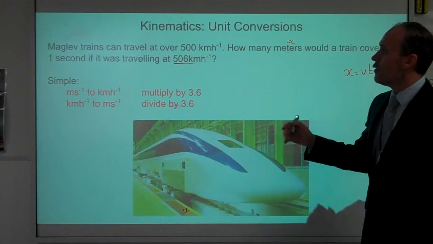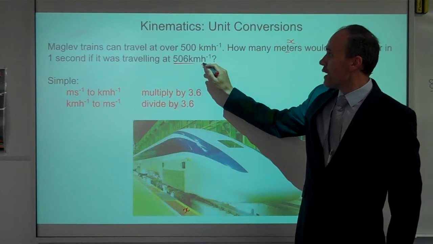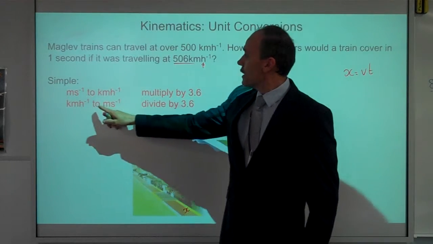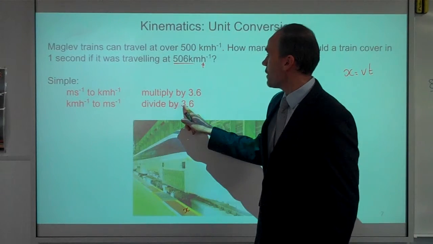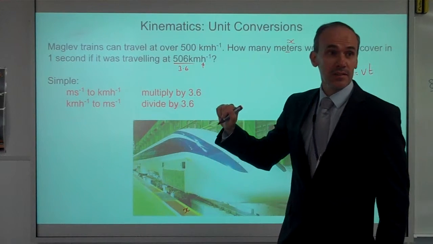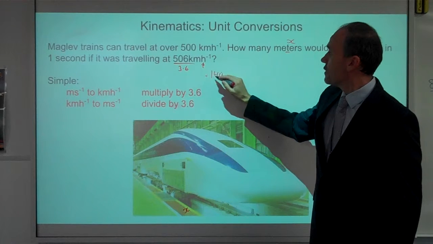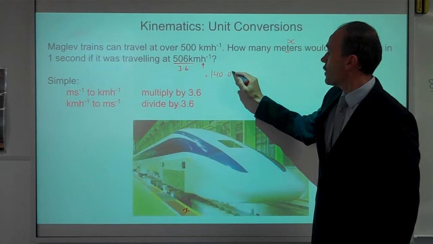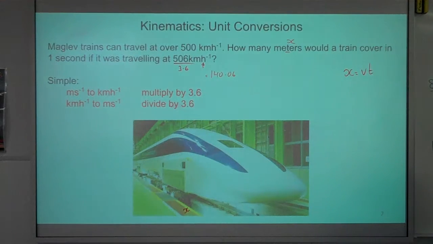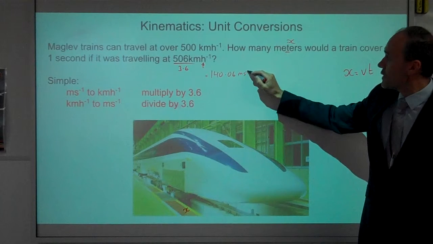So how do I get rid of that hours and get it into seconds? Kilometres per hour to metres per second, divide by 3.6. What's 506 divided by 3.6? 140.056, which is sort of 06-ish. Now, so our velocity, and that is metres per second.